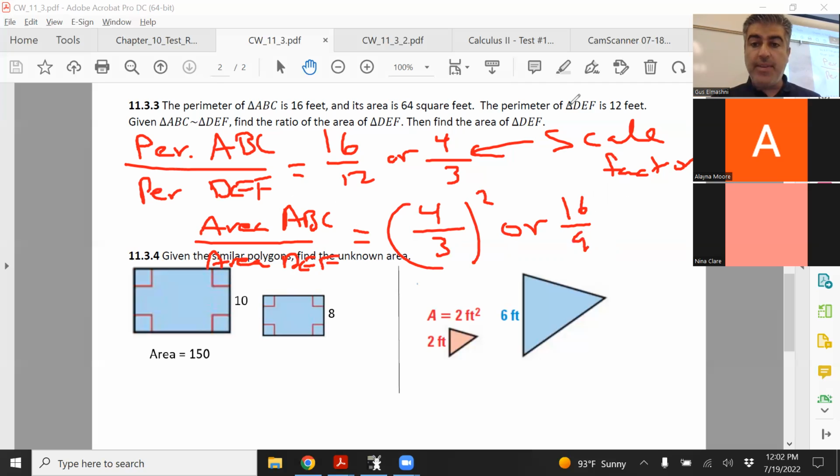And then actually got to find it. So let's do it. So you're going to do area of ABC, 64. You don't know the area of DF, so call it X, equals 16 to 9. If you solve for X, you should get 36.